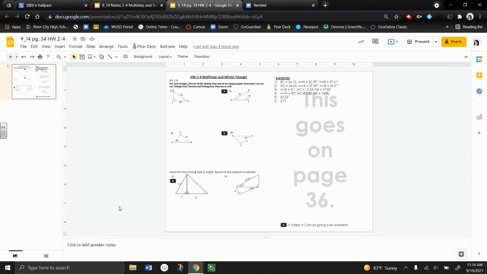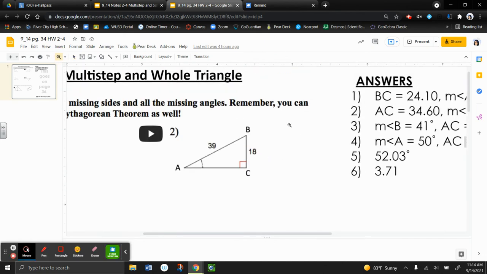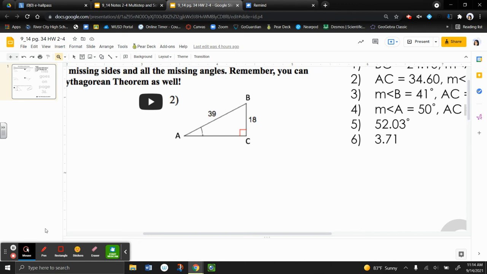All right, now let's take a look at a couple of the homework problems. Starting with number 2, we are solving for the whole triangle here. So I'm just going to list out what we're missing. We're missing one side, which is AC, and we're missing two angles, the measure of angle A and the measure of angle B. All right, so I'm going to solve for AC first.